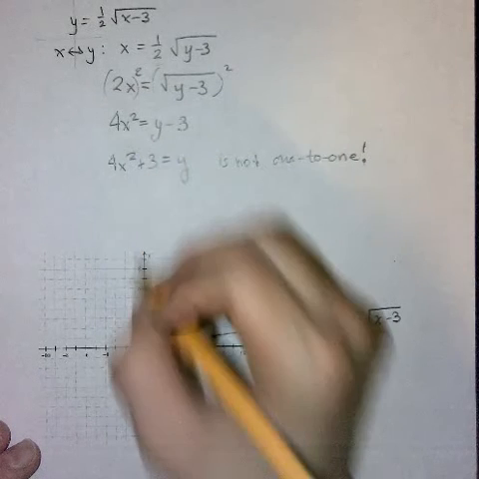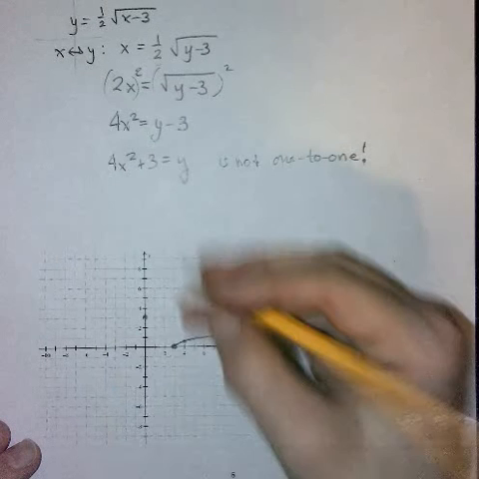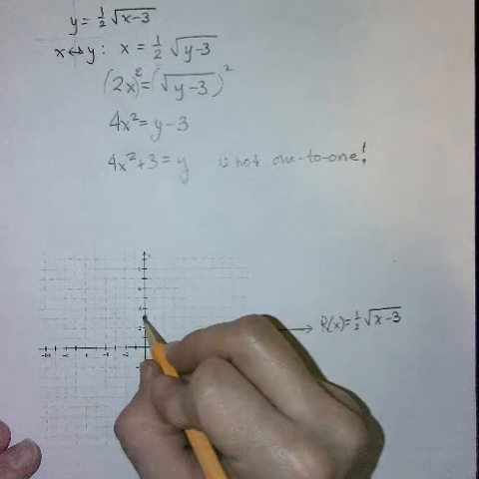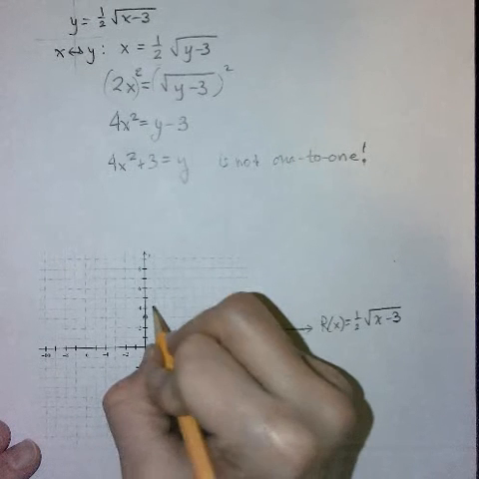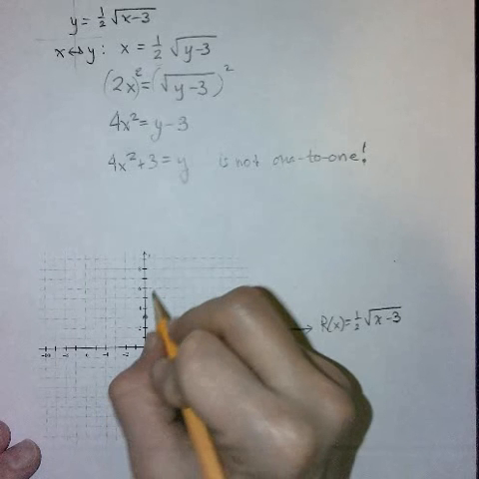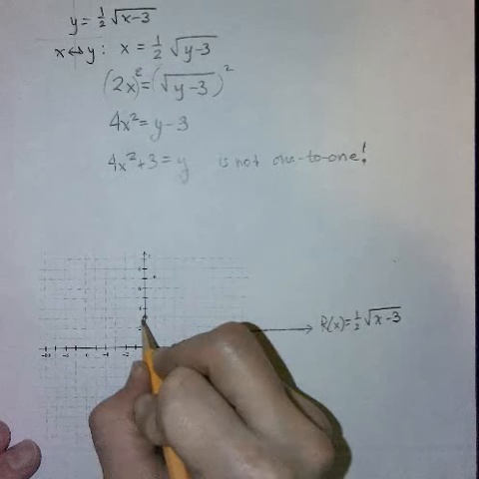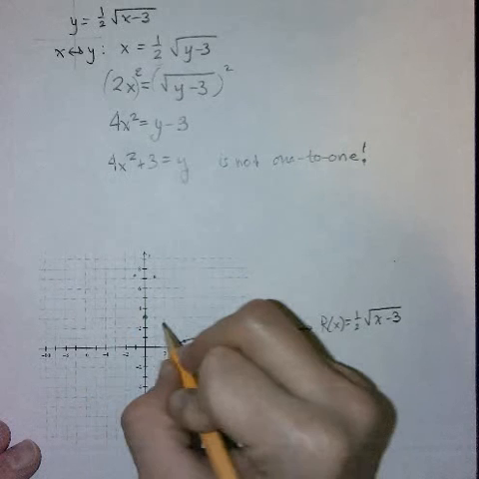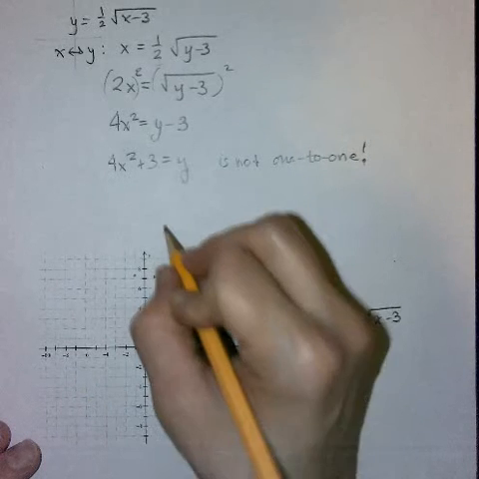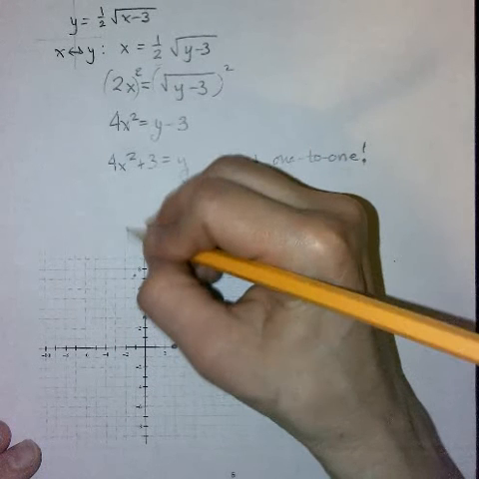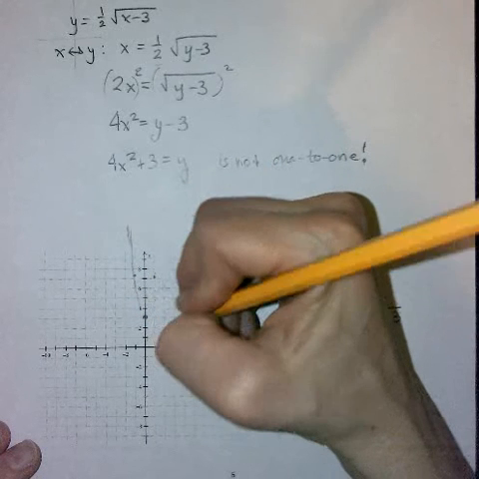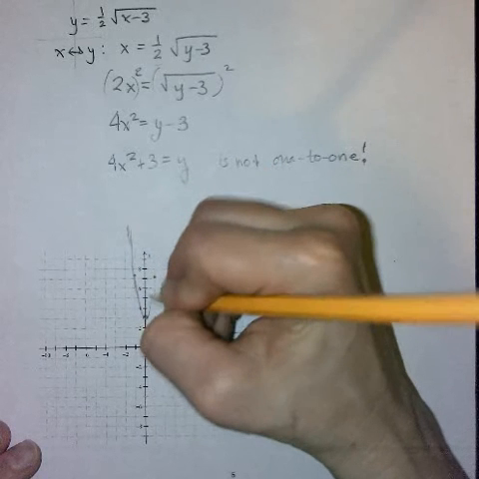So if you go out 1, instead of going up 1, you're going to go up 1, 2, 3, 4. And if you went out 2, you would go up 8. That's going to be quite a ways up there, so I won't graph it, but you can visualize where that would go. Okay, so you have something that looks like this.